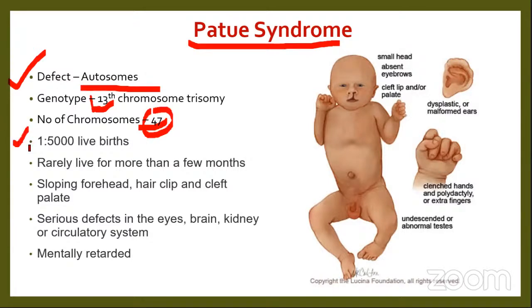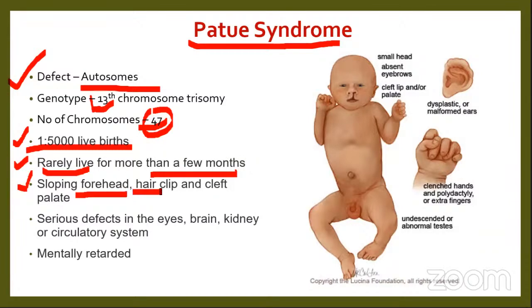It usually happens in 1 in 5,000 live births. The defects are such that they rarely live. Actually, they die just after birth, rarely living for more than a few months. They have a sloping forehead, scalp defects, and cleft palate. Cleft palate means the abnormal condition of the mouth and lips. It's called cleft palate.